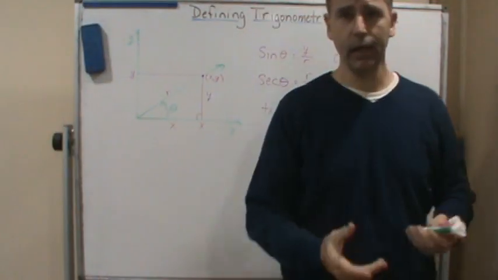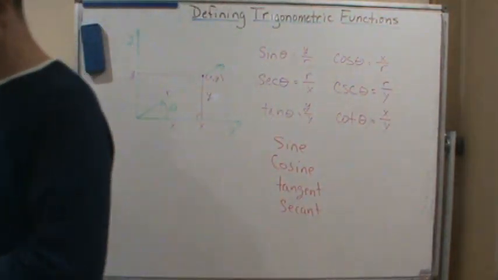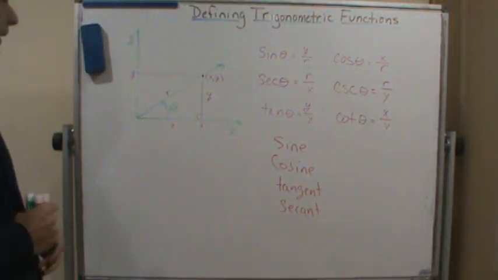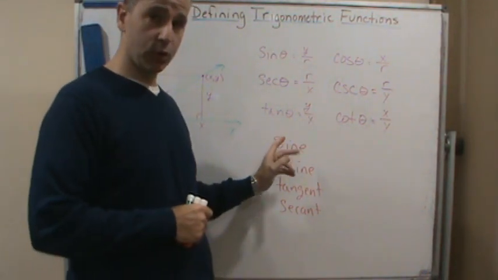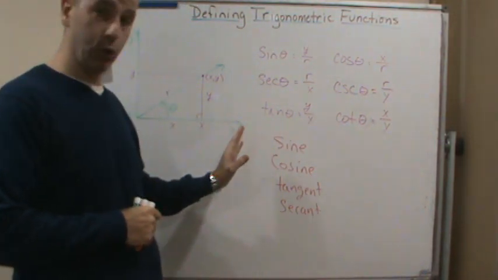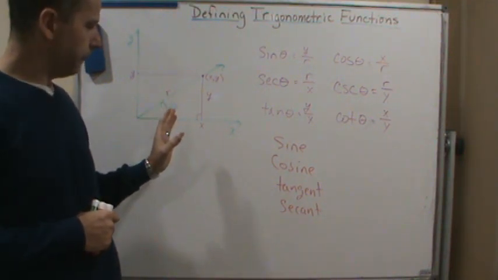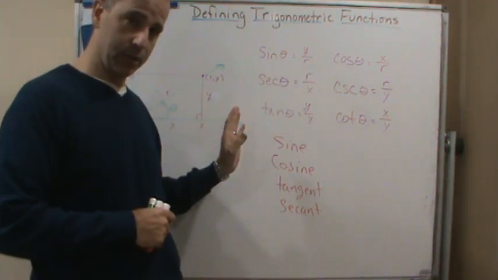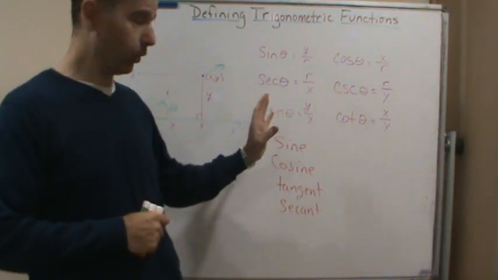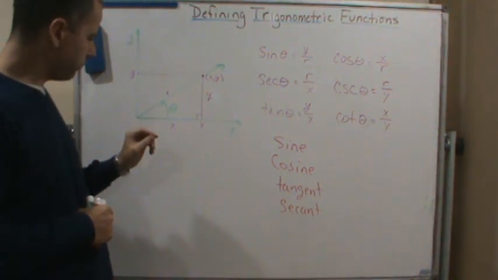Okay, so welcome back. A couple other things I want to talk about before I go into the next example is that a lot of these functions that we're going to describe, we're going to use on acute angles, so angles that are between 0 and 90 degrees. But realize that these functions can be defined for any angle, as we're going to see later on.